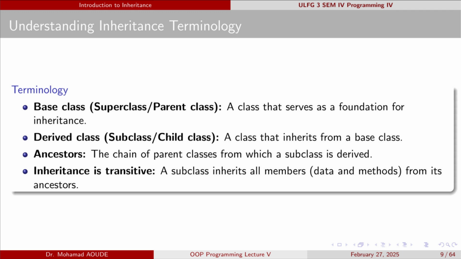Keywords to master: base class, the general parent class; derived class, the specialized child class. And importantly, inheritance is transitive. If A inherits B and B inherits C, then A inherits C too. This property builds layered knowledge inside your code. Smart designs flow naturally through multiple generations of classes.